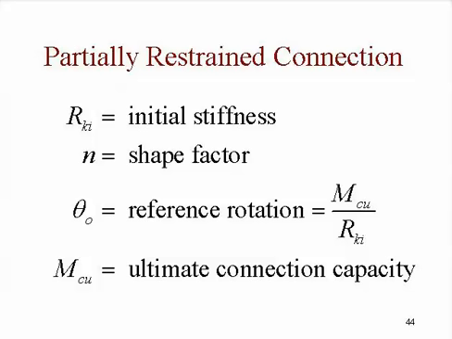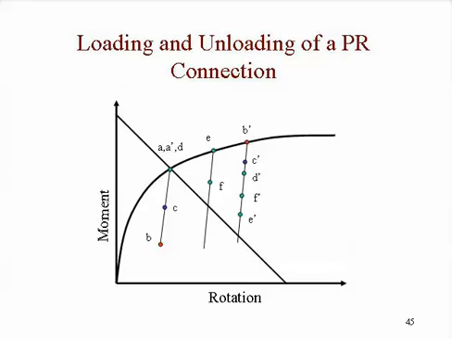In that particular equation, we start out with the initial stiffness and then an exponent. Now this n is different than the n that I was using for the connection stiffness. Okay? It's the exponent here in this equation. We have some kind of a reference rotation which relates the ultimate connection capacity to the initial stiffness. So that's one way to describe a connection.